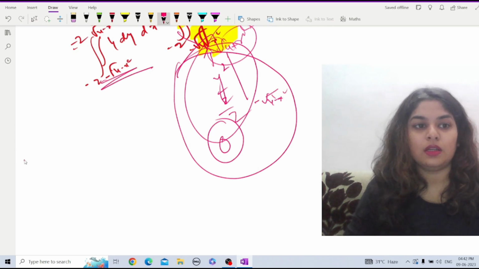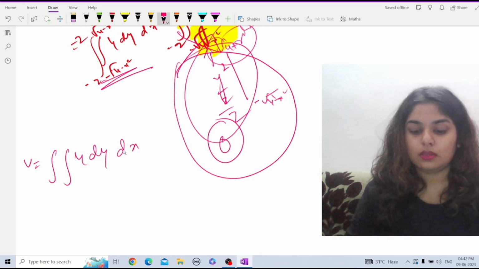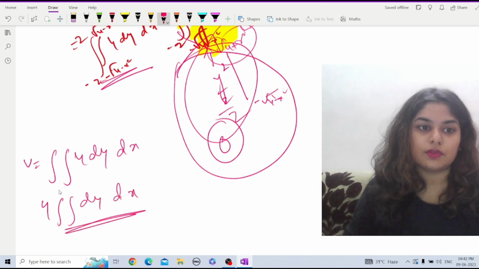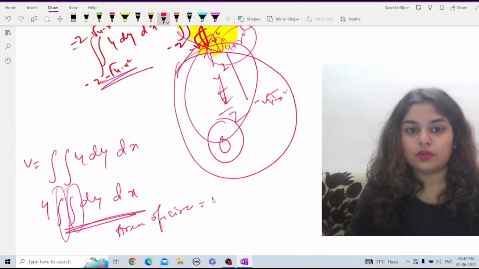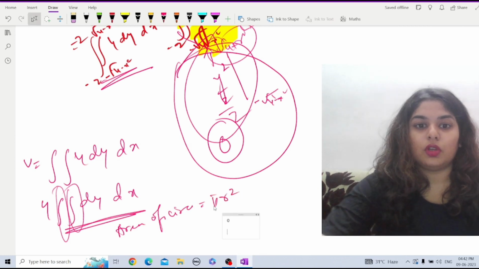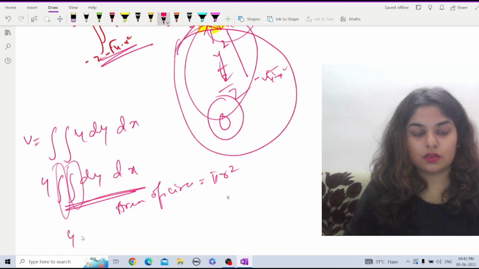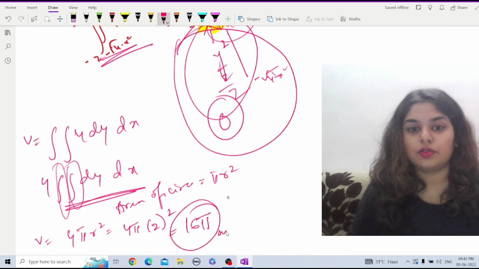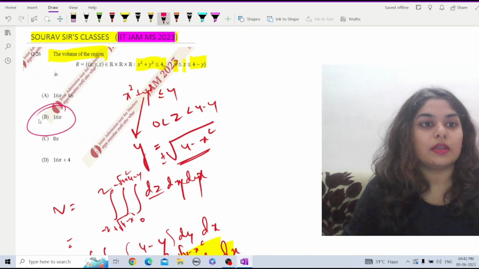So this integration of 0 turned out to be 0, so we cancel it and we have only this part, that is V is equal to the integration of 4 dy dx. Now 4 is a constant, so it is 4 times the double integration of dy dx over the given region. So this is the area of the circle, that we know is pi r square. So here we can find the volume: V is equal to 4 pi r square, where r is 2, so that is 4 times 4 pi, which is 16 pi, and that should be our answer. Let us check the options. Yes, so B is the correct answer.